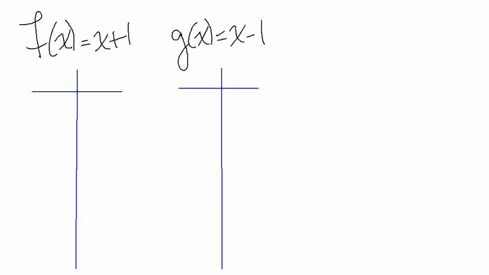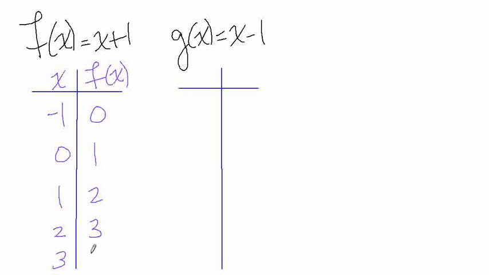So for the function f, I'm going to create a column in the table that holds some x values. And to the right of each of those x values, I'm going to put the corresponding function values. For example, f of minus 1 is 0, so I'm going to put a 0 next to the minus 1. F of 0 is 1, so I'm going to put a 1 next to the 0. And likewise for the other x values.